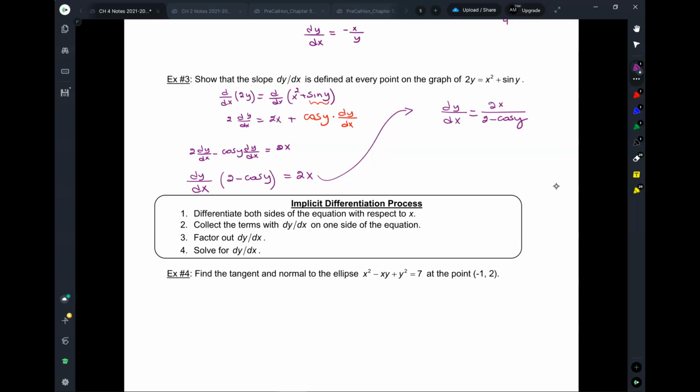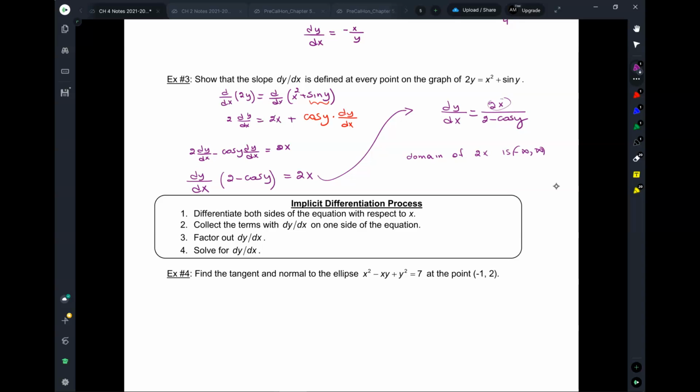Okay? Now, the point of the story here was to show that the slope is defined at every point. Is it defined everywhere? So, do we have a problem with the numerator? What's the domain of the numerator? All real numbers. So, domain of 2x is all real numbers. What about the denominator? Is there a possibility that you can plug in a value for y and it makes that denominator 0?